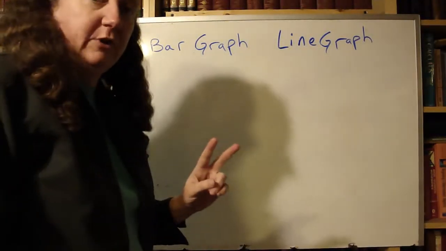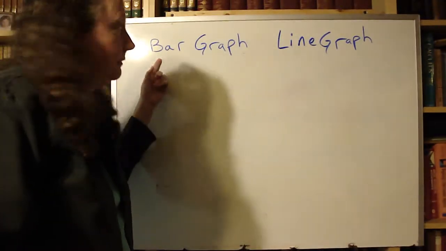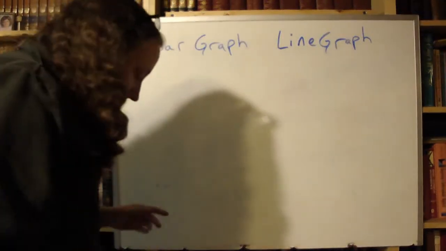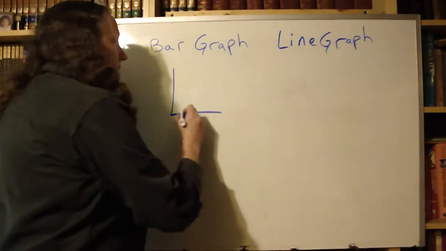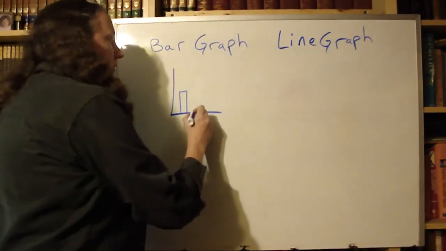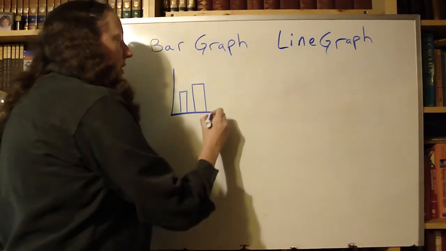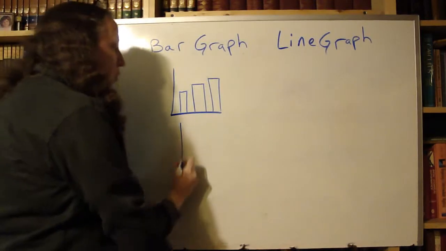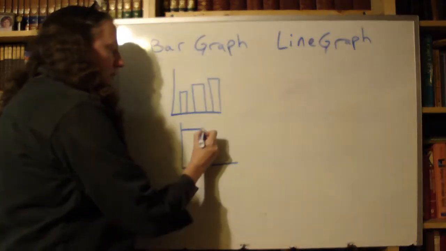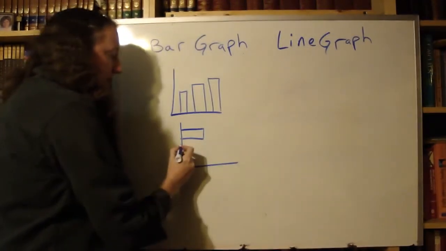There are two types of graphs that we normally use. There's the bar graph and the line graph. The bar graph can either be a vertical bar graph, where you have the bars going up in the air, or it can be a horizontal bar graph, where the bars go out to the side.